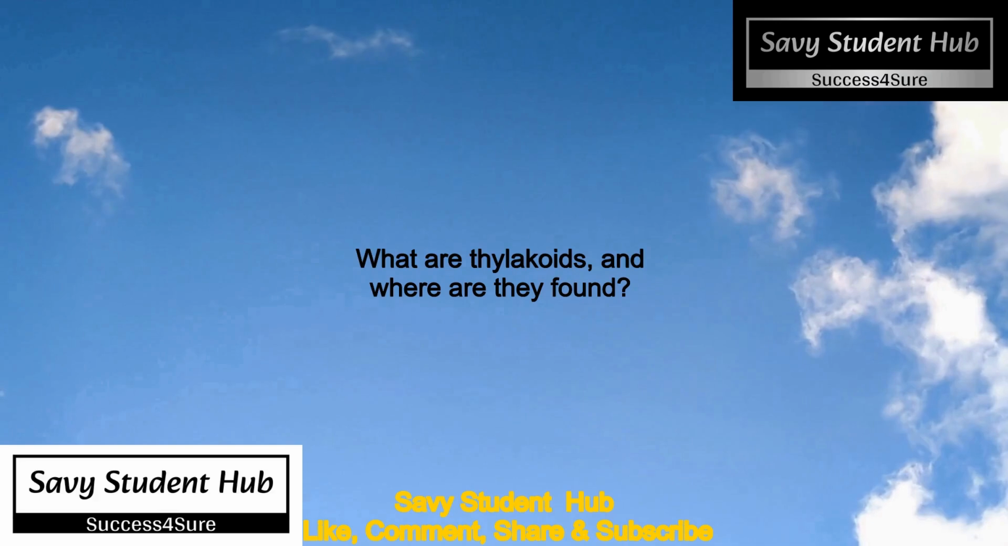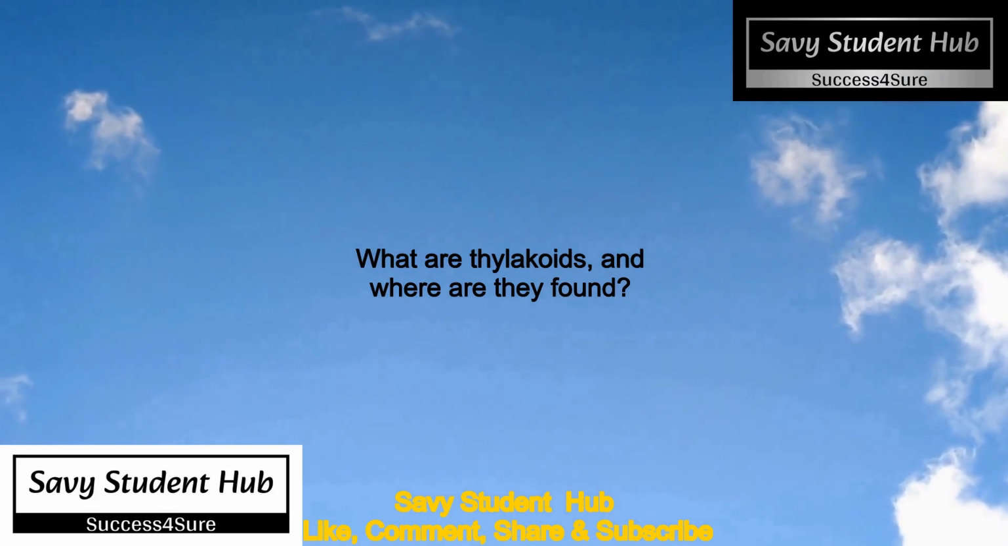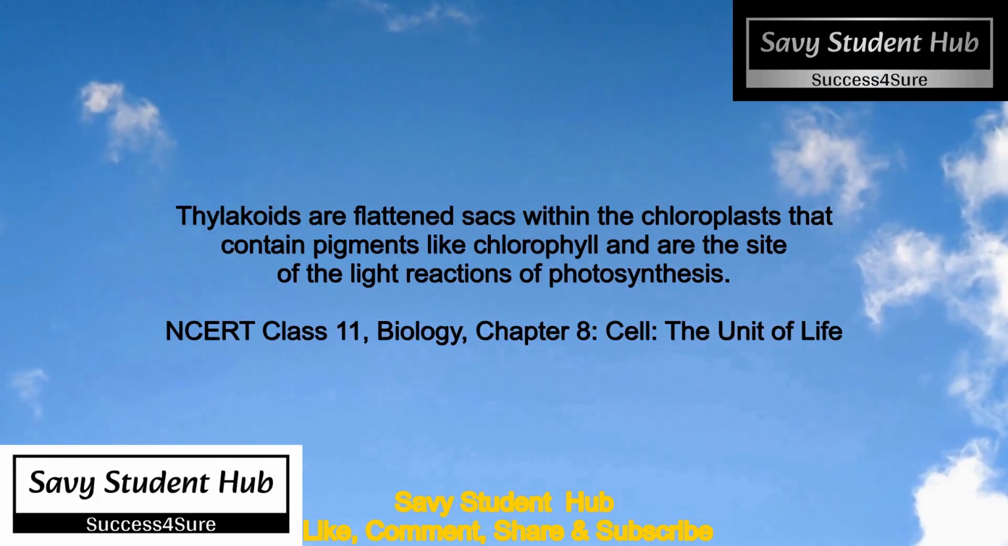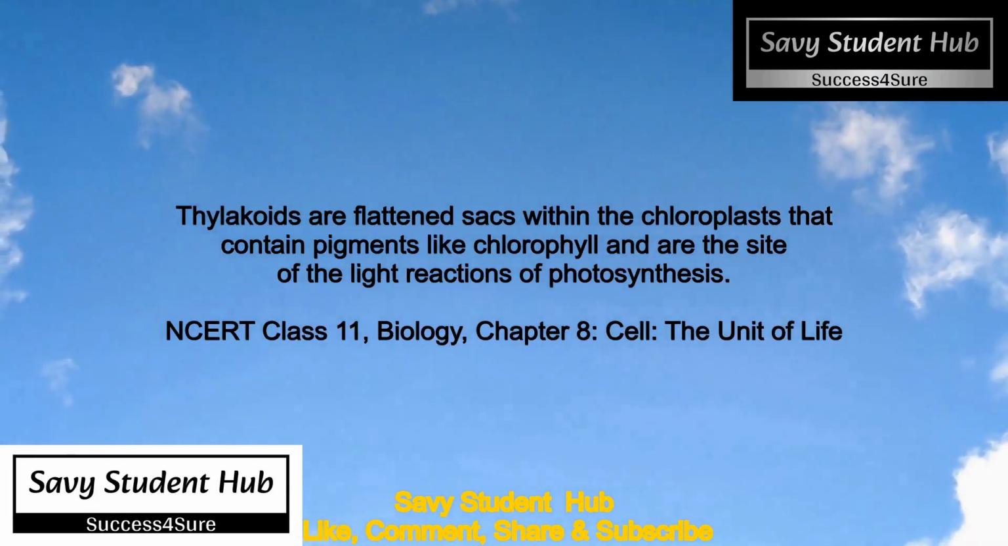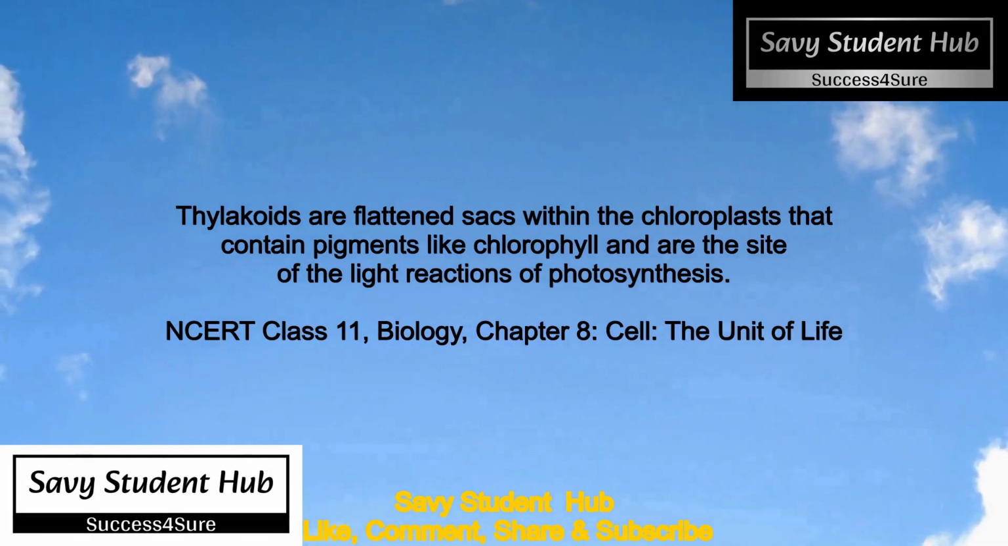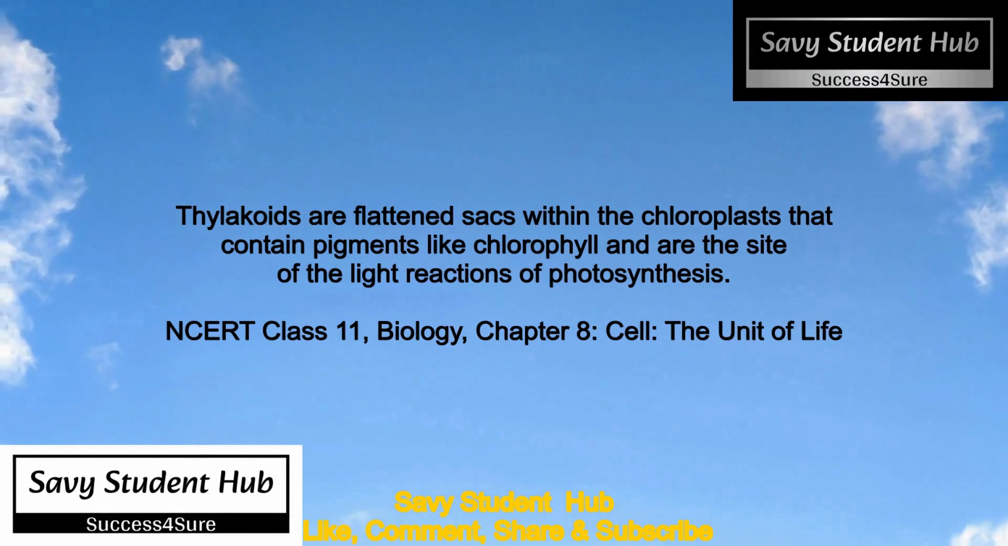What are thylakoids, and where are they found? Thylakoids are flattened sacs within the chloroplasts that contain pigments like chlorophyll and are the site of the light reactions of photosynthesis.